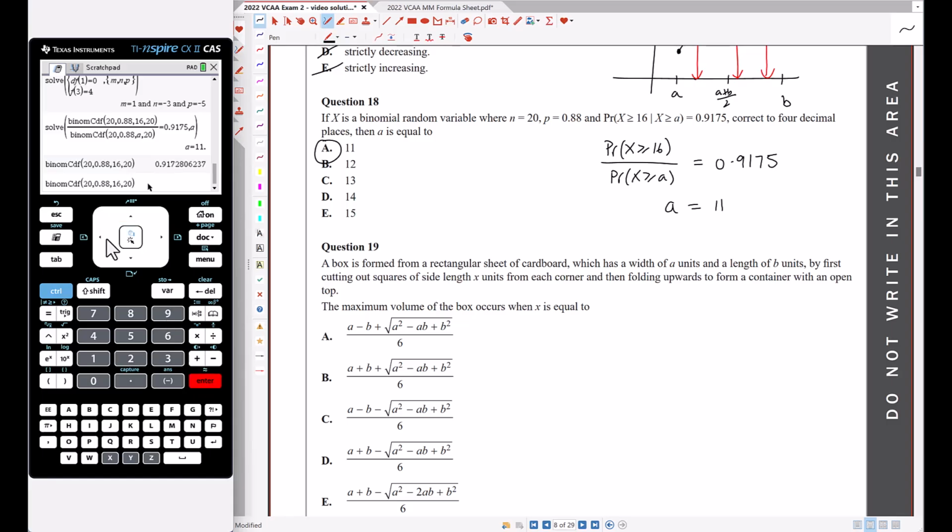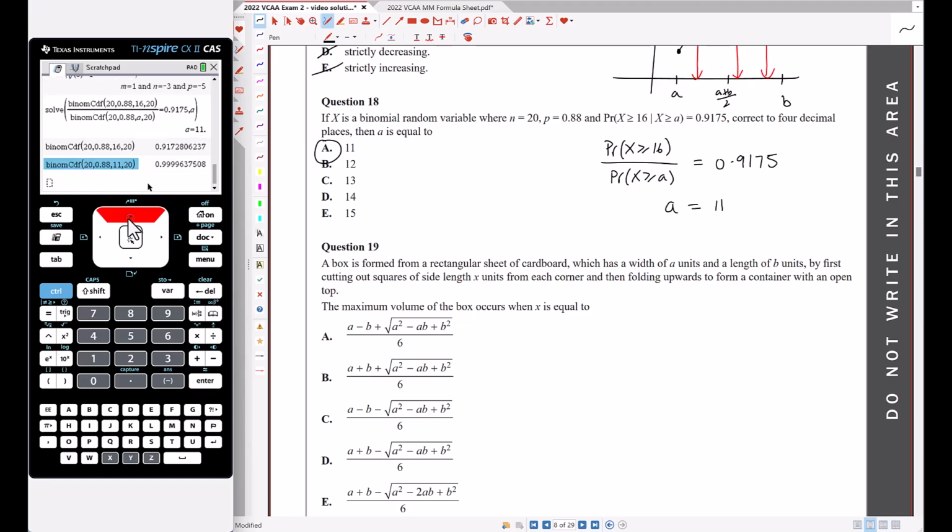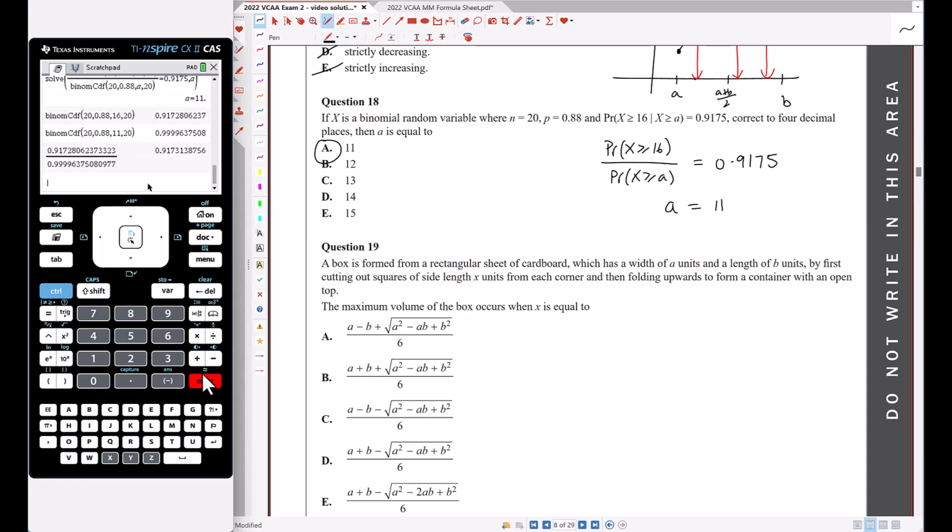And then if A is 11, for this conditional probability I would be doing this value divided by this value. I actually get 0.9173, not 0.9175. Whereas when I do this probability with 16 over 12, I get 0.9175. So there must be a rounding problem happening here. Rather than solve the equation, I might be better to just work my way through the options, just changing that n value.